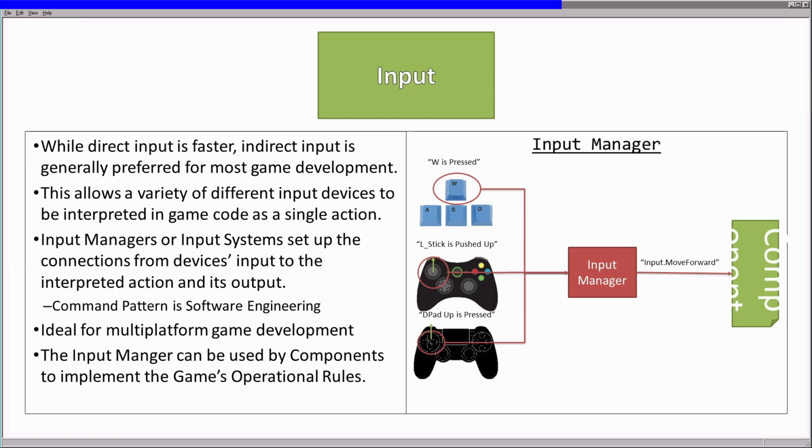While direct input is faster, indirect input is generally preferred for most game development. This also allows a variety of different input devices to be interpreted in the game code as a single action.